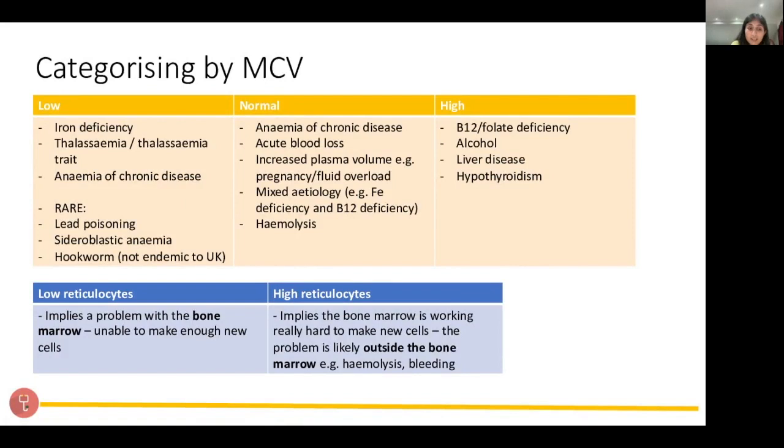So with low reticulocytes, always think that you have a bone marrow issue going on. But on the flip side, if you've got a high number of reticulocytes with an anemia, then it means that your bone marrow is working because it's pumping out all of these immature red blood cells. But the problem is happening somewhere outside the bone marrow. So the red blood cells are being produced, but either they're being destroyed or you're losing them through bleeding, etc.